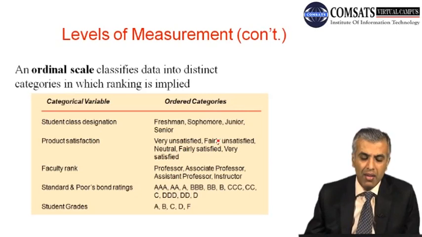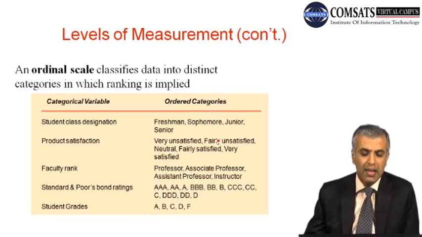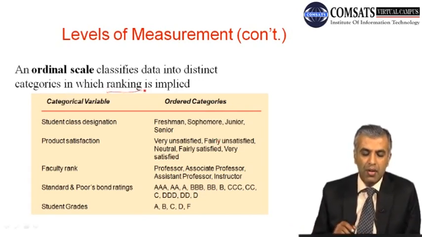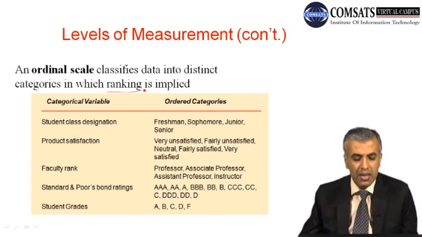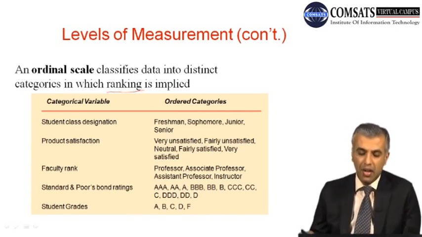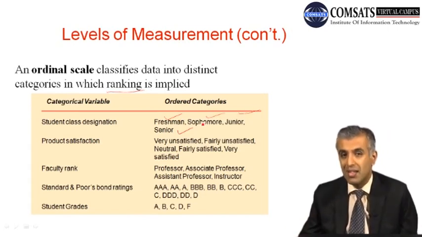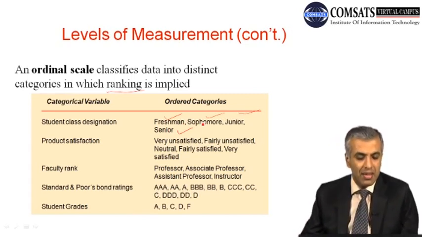Then we have another scale, which is termed the ordinal scale, in which we are dealing with ranking. That's the property of the ordinal scale. As you can see in this example, we state the variable as student class designation. The first is freshman, then sophomore, junior and senior. So the order is increasing, and there is a certain kind of ranking within this ordinal scale. That's why this level of measurement is more explanatory compared to the previous nominal scale.